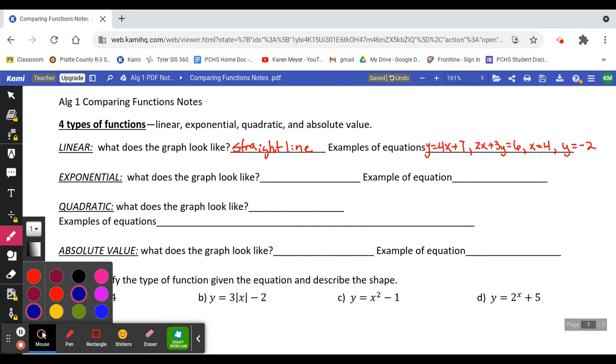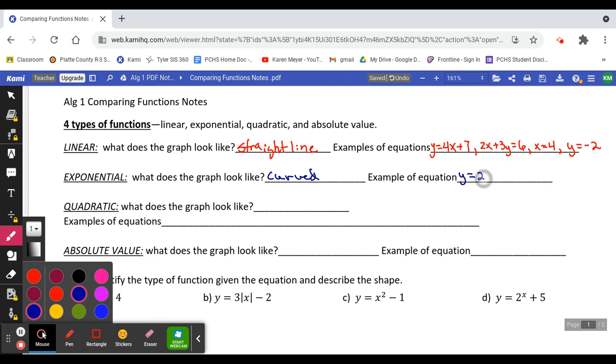Exponential. What does an exponential graph look like? Well, it looks like a curved graph. Examples of exponential: y equals 2 times 10 raised to the x, and y equals 1/3 raised to the x. One thing about linear, we should make sure that everybody knows, I forgot to add in, linear, the exponent is 1. For exponential, the exponent is the letter x.